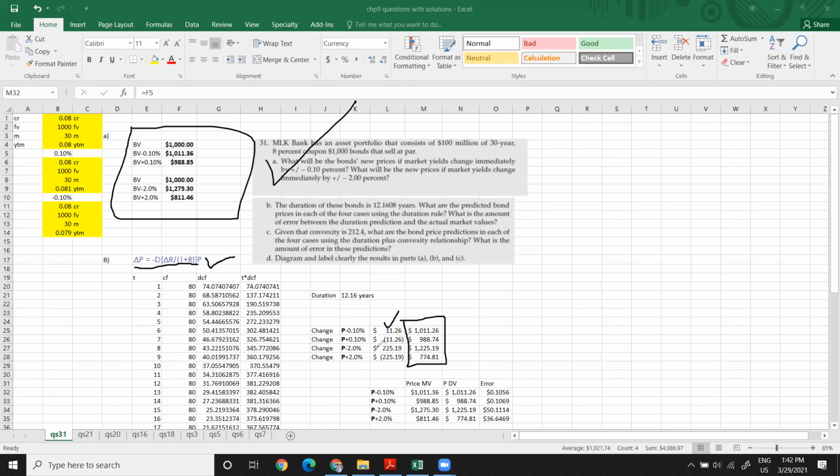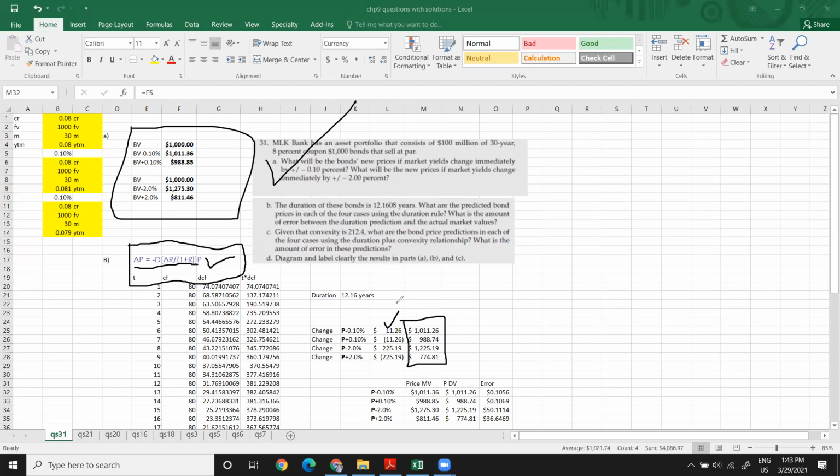If the yield increases by 0.10%, our price changes and goes down by 11.26. If the change in the interest rate goes down by 2%, we can see the price change will be 225, or vice versa, go down by 225. And what you do in here, you just add these changes to the market value. So 1000 plus 11.26 is 1011.26, or 1000 minus 11.26 will be equal to 988. And 1000 plus 225 will be 1225, or 1000 minus 225 will be 775. So this is a bond price prediction using the duration estimation.